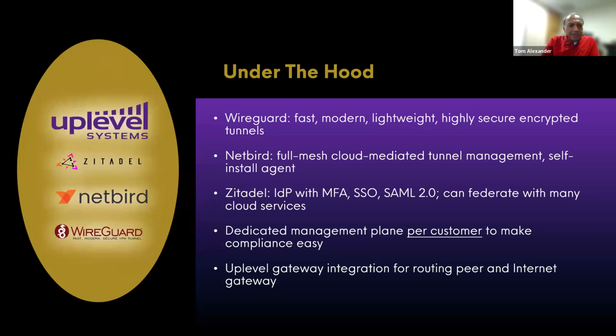Then on top of that, we layered an IDP, which is Citadel, and that has things like MFA, SSO, and federation of cloud services, Entra ID, you name it, it's got it. And then we built on top of that a management plane that would allow us to make management and compliance very easy. And then integrated all of this, the agent stuff and all that, into the Uplevel gateway. Our gateways can act as a routing pair, so that way you can get something that looks as easy to use as a regular VPN, but with the benefits of ZTNA.